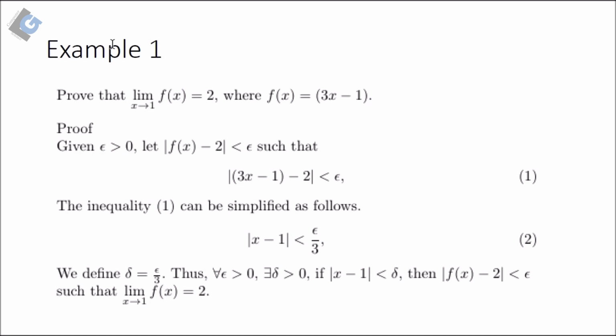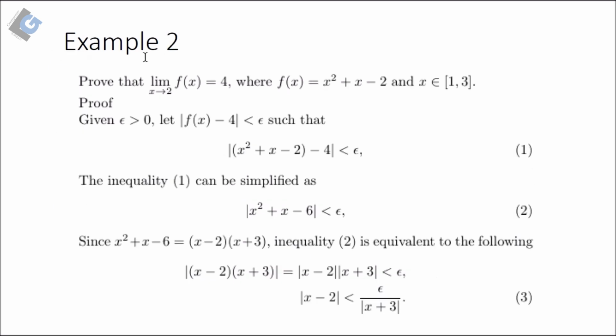Therefore, for all positive epsilon, we found there is a delta equal to epsilon divided by 3, also positive. And if the absolute value of x minus 1 is less than delta, then the absolute value of f(x) minus 2 is less than epsilon, such that the limit of the function f(x) equals 2 when x approaches 1. Simple, right? Okay, let me show you the second example.